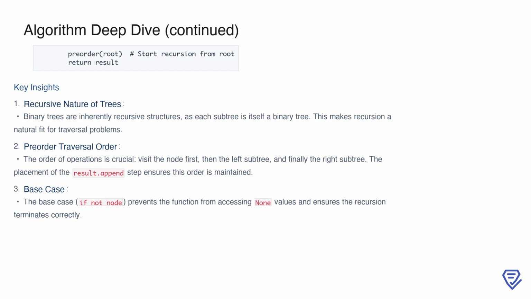Second, the order of operations, visiting the node first, followed by the left subtree and then the right subtree, ensures that the traversal adheres strictly to the preorder sequence. The placement of the result.append step in the code guarantees this order. Finally, the base case, where the function exits if the current node is null, is crucial for preventing errors and ensuring that the recursion terminates appropriately when there are no more nodes to process.